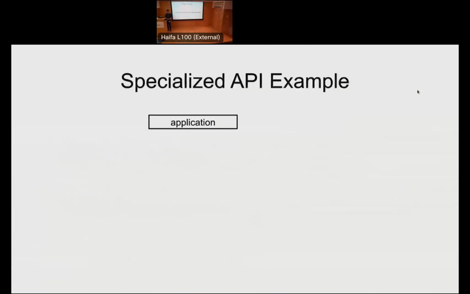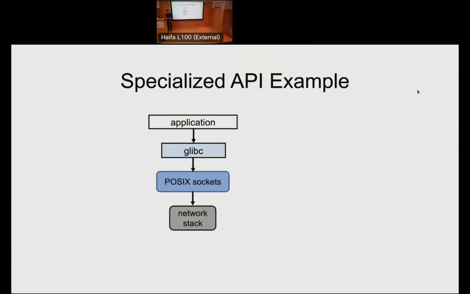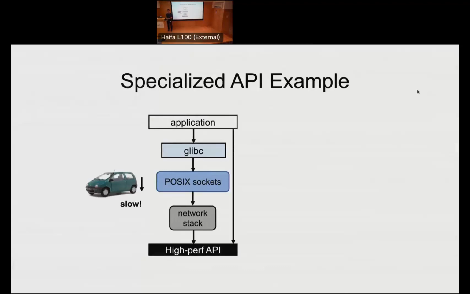So let's illustrate this with an example. Let's suppose you have a networked application like Redis. That application will probably interface with the glibc, which itself will interface with a socket implementation on top of a network stack, and finally reaching a high-performance, low-level API. And you can easily think that after having passed all of these steps, there is probably not much left from the high-performance API. So on the other hand, if your application uses UDP, you probably don't care about all these layers and could probably plug at the lowest level directly.